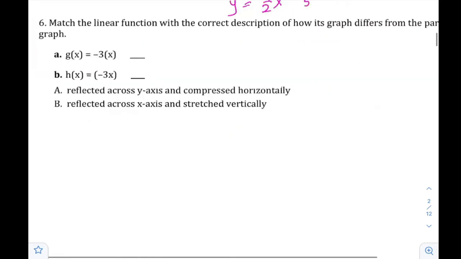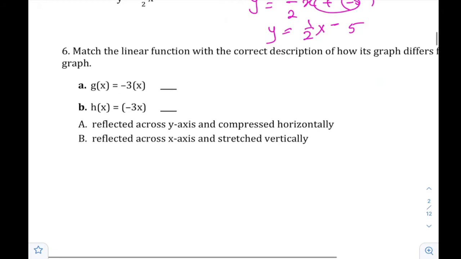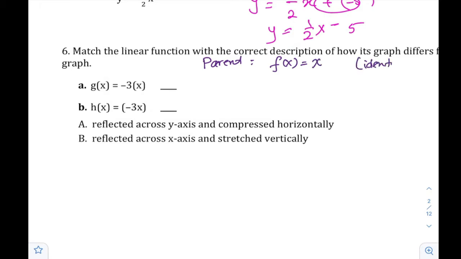Match the linear function with correct description of how its graph differs from the parent graph. Since there is no absolute value or any other power or any other bracket except the normal parentheses, our parent function in this case is the identity, which is the linear. So the parent function is f of x is x, which is the identity. It's the father or the parent of all linear functions.